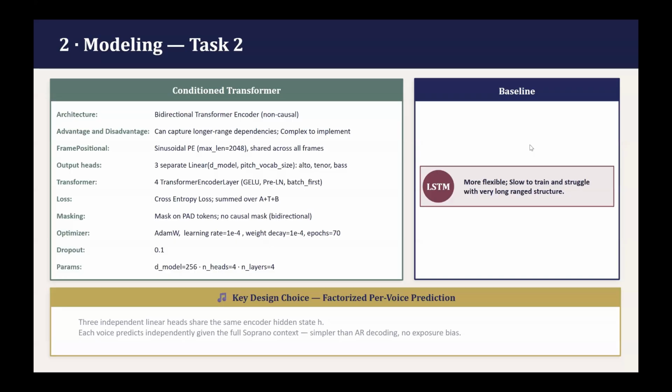In task 2, we construct a conditional transformer as our model and use only an LSTM as the baseline. LSTM is more flexible but slow to train and struggles with very long-range structure. Transformer can capture longer-range dependencies but is complex to implement.